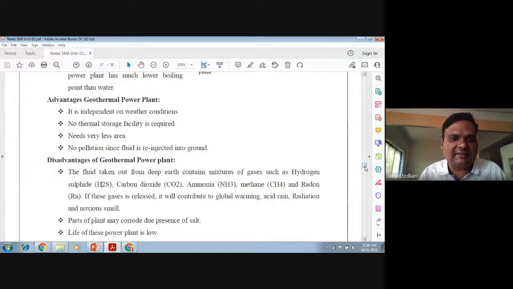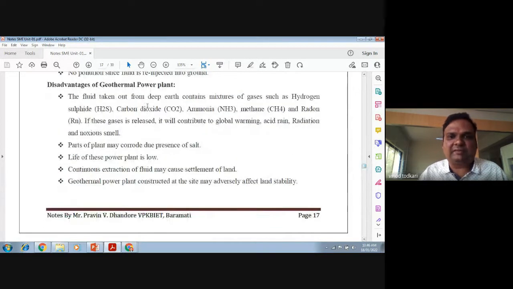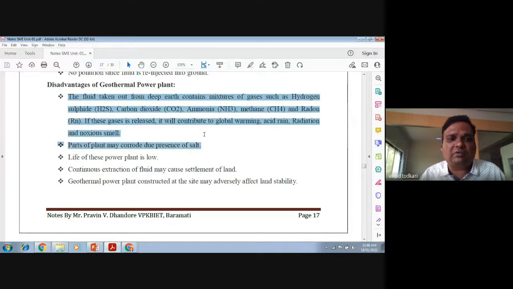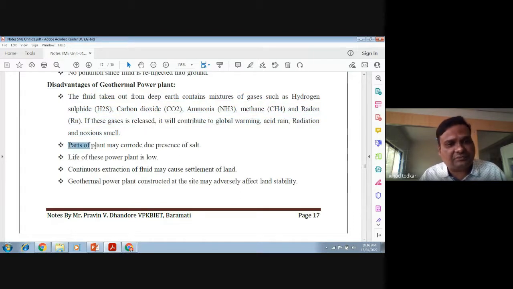What are the disadvantages? Along with that water, there will be contamination of different things like H2S, CO2, ammonia, and methane, because you are pumping that water from the earth's crust. These components can be there, and if they are, you have to separate them. Then there can be corrosion due to the presence of salt. You are pumping water from the subsurface, so there can be salt, and whenever salt is there, there are high chances of corrosion. Then the life of these power plants is low. If you remove corrosion, life can be improved.